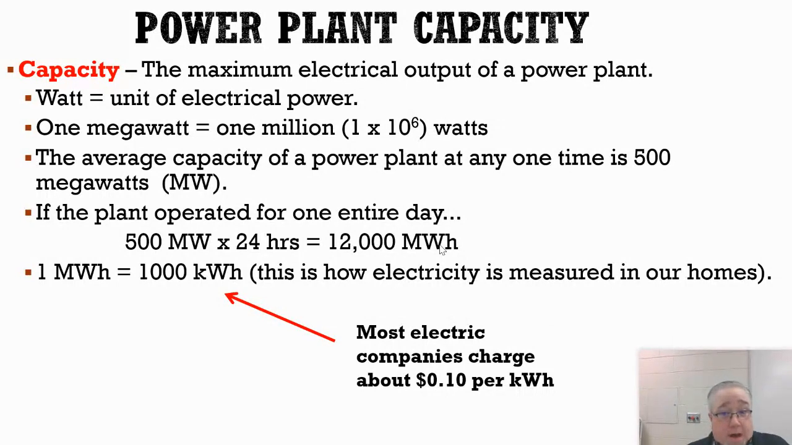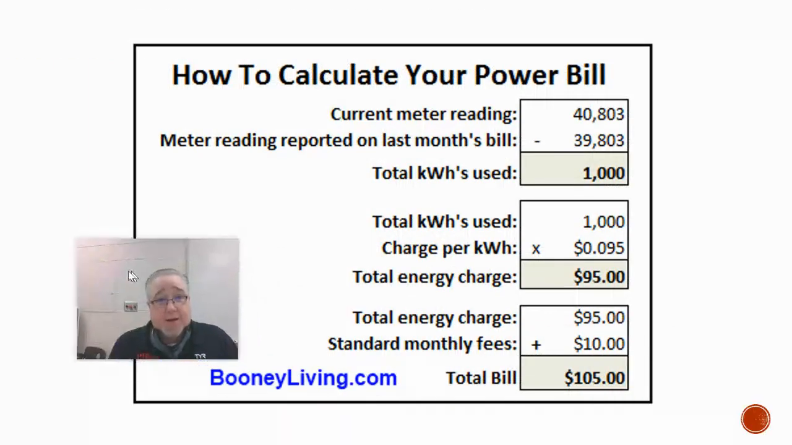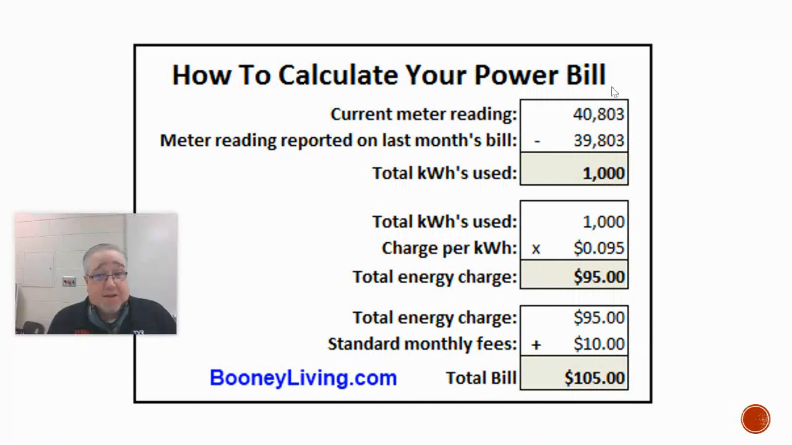So every single month, the electric company basically measures how many kilowatt hours your home uses, and they charge you for that. It's usually about 10 cents per kilowatt hour. This is kind of how they calculate your energy bill in your house. So in your home, you have an electrical meter. You may or may not know where it is, but you probably have one somewhere in your house.